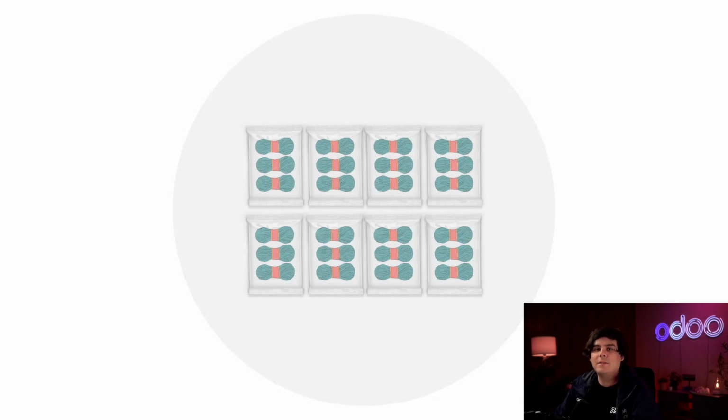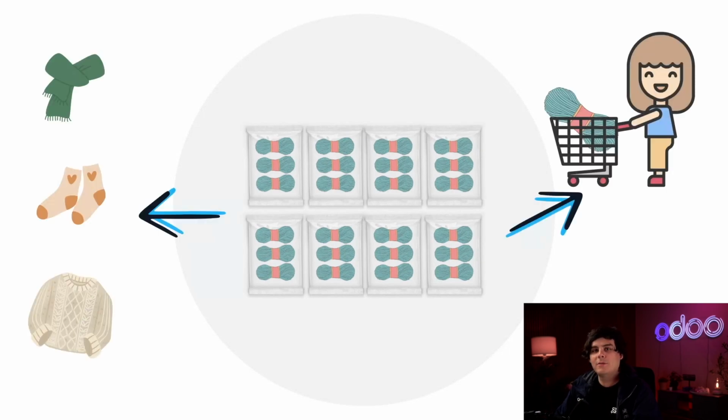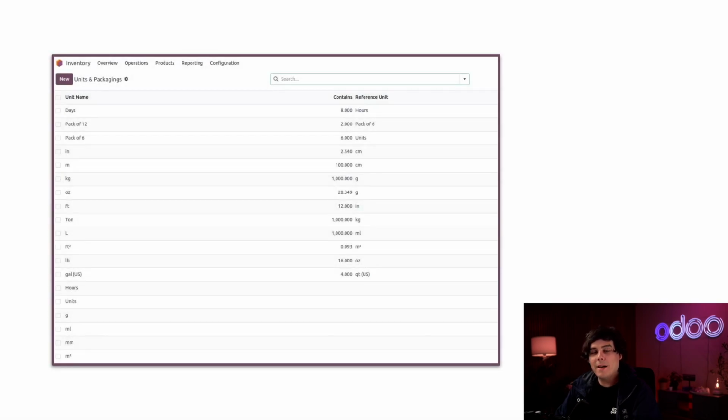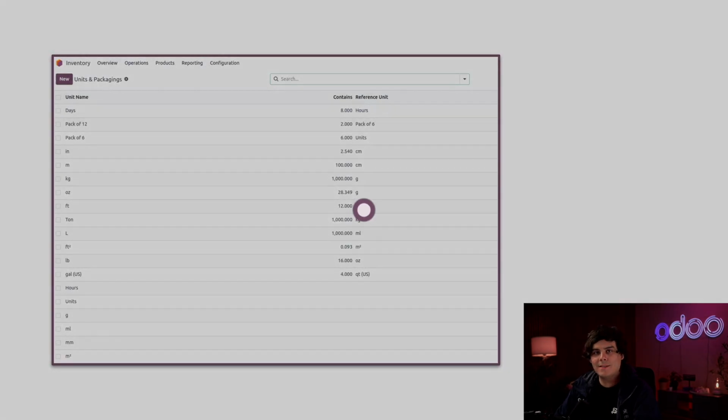Our yarn has two paths. It can either go to our manufacturing team to be made into garments, or it can be sold in our retail store to a customer. Odoo's inventory app simplifies all of this by doing all of these conversions between units and packagings for us. So enough chit chat, let's see this in action.